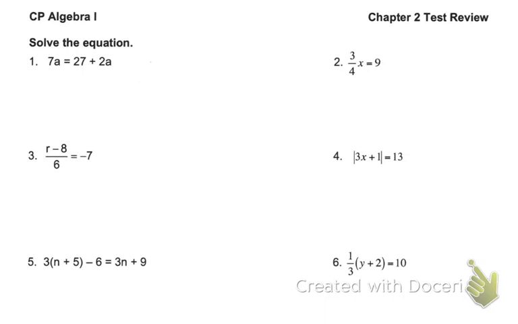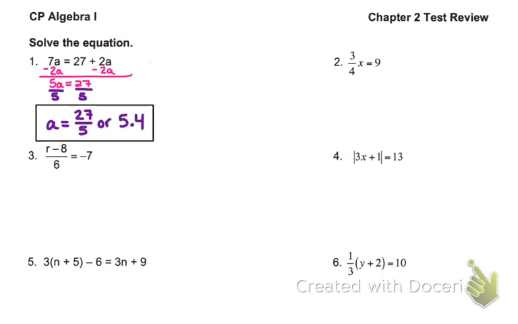So if we take a look at the first one, I see that I have 7a on one side and 2a on the other. I'm going to move the 2a to the other side. Since it's positive, I'm going to subtract it. That leaves me with 5a on the left, 27 on the right. So to solve for a, undo the multiplication of 5 by dividing both sides by 5. So your final answer is 27 over 5 or 5.4. I will take either fraction or decimal.